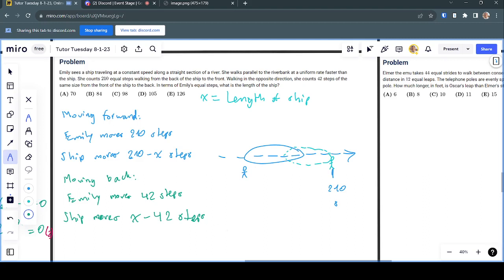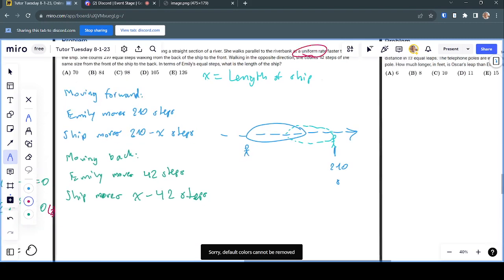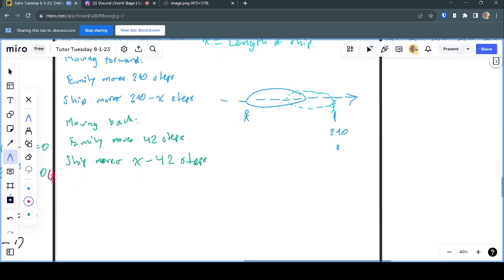So we can create an equation now. We know that she's traveling at a uniform rate, which means that her moving forwards and moving back is the same speed. So if she moves 210 steps forwards while the ship moves 210 minus x, then that's the same rate as her moving 42 steps back and the ship moving x minus 42 steps.